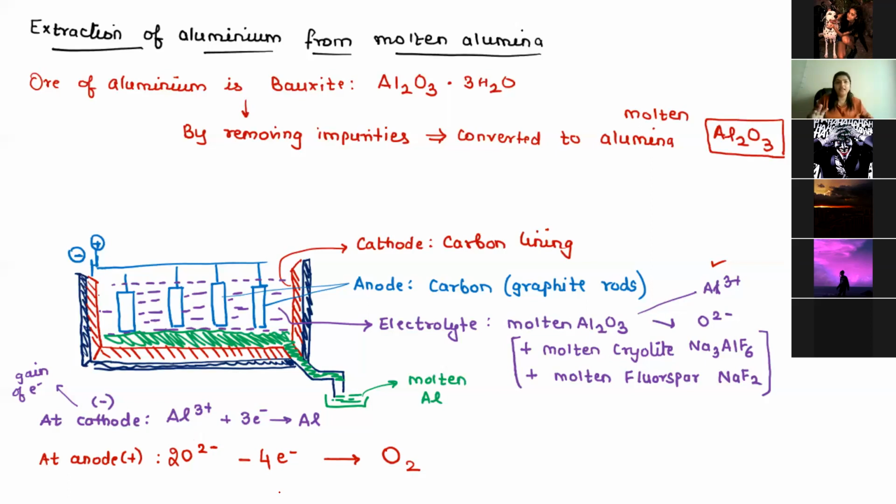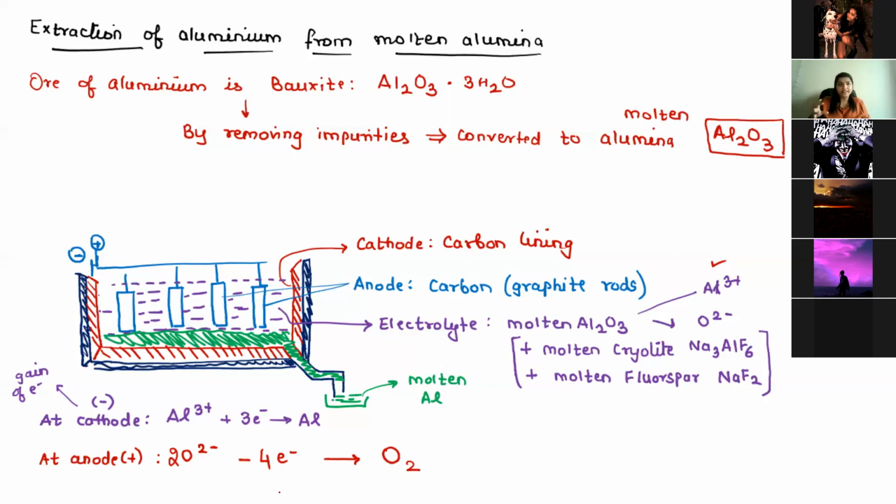So once again, I'm explaining how aluminium is extracted. The electrolyte used over here is molten alumina. The cathode and anode over here are made up of carbon because it's an inert material. So the cathode over here is carbon lining and the anode over here is carbon rods, graphite. Along with molten alumina, molten cryolite and molten fluorspar are added, CaF2 and NaF2. The cathode and anode reactions are done over here.